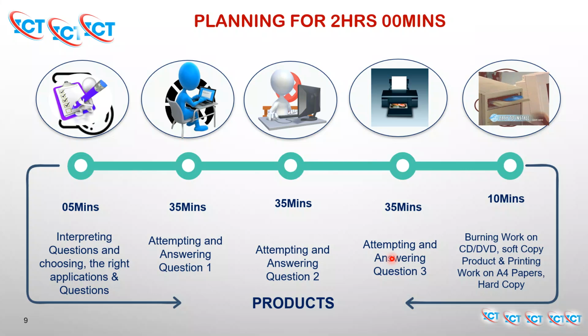Then more to that, use 35 minutes in attempting and answering your first choice question. Use 35 minutes again in attempting and answering your second choice question. Then use 35 minutes in attempting and answering your third choice question. Use the 10 minutes to produce the product. The product, you are burning work on CD, you are also printing your work on A4 paper. Soft copy on CD, hard copy on A4 papers.